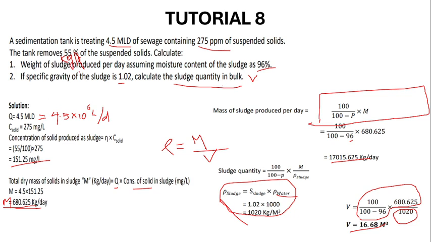First part is to find the weight of the sludge. Initially, to find the weight of the sludge, you need to find the dry mass in it. To find the dry mass, you have to multiply the flow rate with the concentration of solid in sludge. So this concentration of solid in sludge is obtained by multiplying the total concentration of solid into efficiency of removal. Okay. And then finally, to find the sludge quantity, nothing but the volume, we can use this relation: density is equal to mass by volume. To find the density of the sludge, multiply the specific gravity of the sludge with the density of water. Okay.